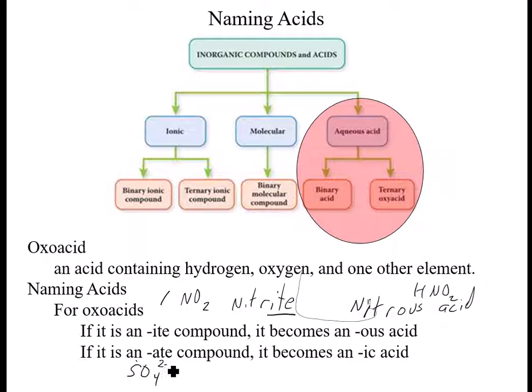SO4 2 minus is sulfate. Hydrogens are plus 1, so I have to have 2 hydrogens, so it's H2SO4. So the ate becomes ic, and so it becomes sulfuric acid. Okay, so any of the oxo anions become oxo acids using that.